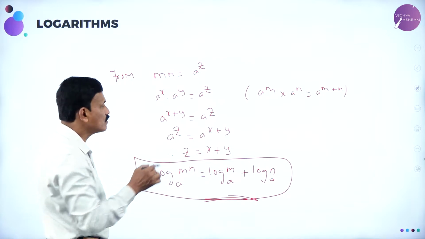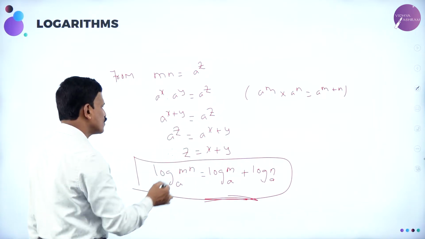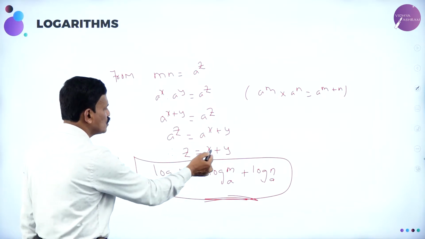Whenever the bases are equal, the powers are also equal. Then these two get cancelled. Z is equal to x plus y. What is z? Log mn is equal to, what is x?